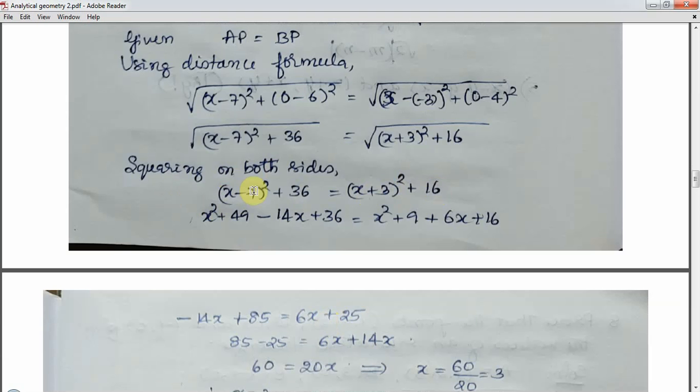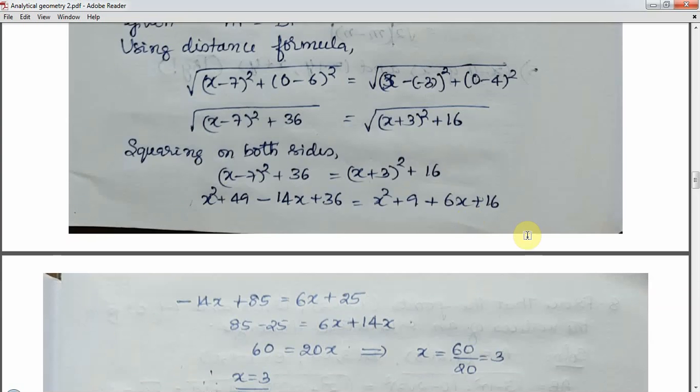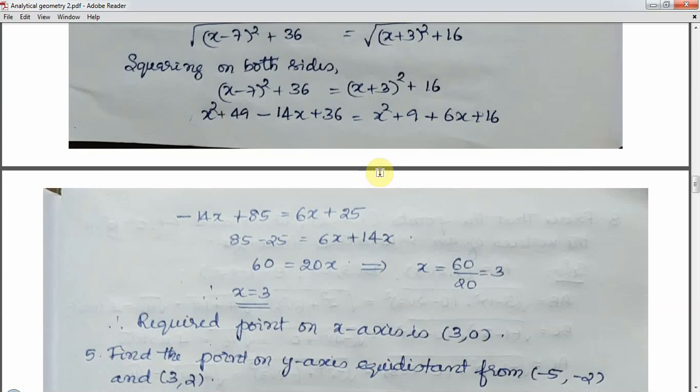Again I will apply the a minus b whole square formula here, and here the a plus b whole square formula. A square plus b square minus 2 into x into 7 is 14x, plus 36, equals a square plus b square plus 2 into x into 3, that is 6x, plus 16. Rearrange everything. The x square and x square get cancelled on both sides. Minus 14x, 49 plus 36 is 85. Here x square has already got cancelled. 6x plus 9 plus 16 is 25. Simplify everything, you'll get the value of x as equal to 3.